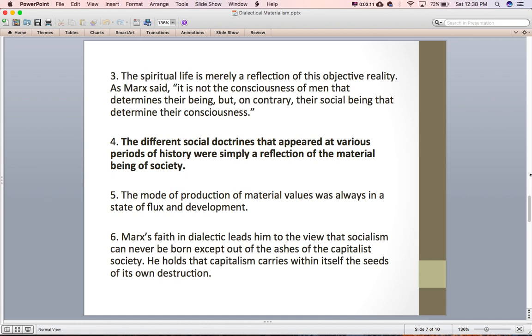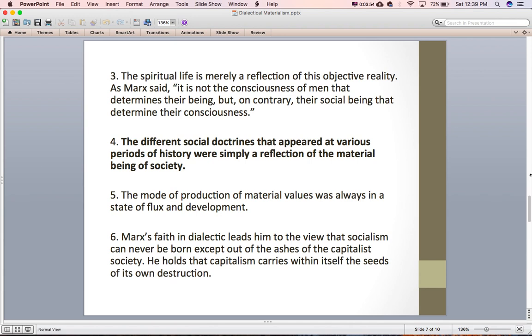The next one, the different social doctrines that appear at various periods of history are a reflection of material well-being. Now, there are various determinants of the material well-being of society, like geographical movement, population, modes of production, etc. But the most important one is the mode of production according to Marx. He says, one who controls the mode of production influences the social doctrine. The class which controls the economic power influences the social norms, political scenario, lifestyle of people of that time, and so on. So it means everything will be controlled by the economically powerful class.